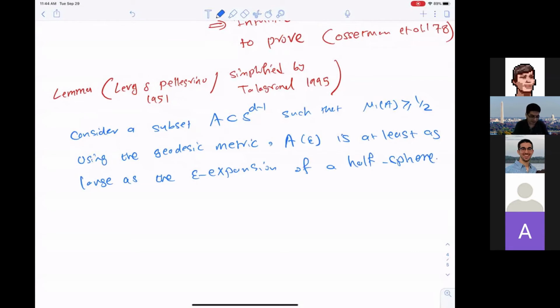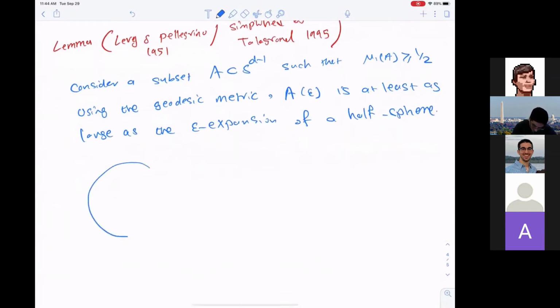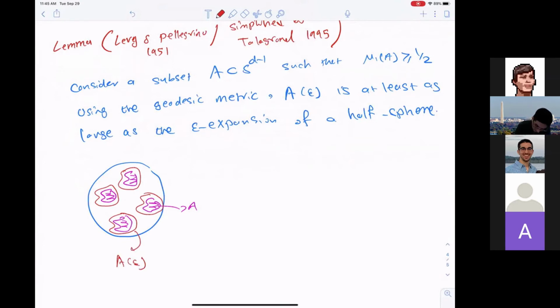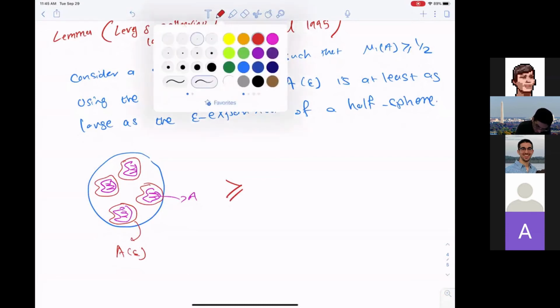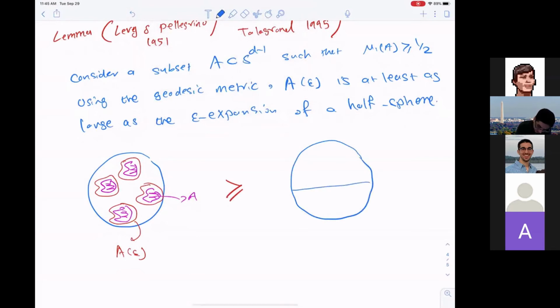So basically it's very intuitive. In fact, let's say you have a subset A on this sphere, maybe pockets of areas that belong to this subset. This is my A. Then we look at the epsilon expansion of this subset, right? So the epsilon expansion would contain all of these points. So these are A epsilon. The surface area of this epsilon expansion is at least as large as the epsilon expansion of a half sphere, where you have a half sphere, kind of clean and easy. Right, so that's my A. I just look at the epsilon expansion of this half sphere. So this is the epsilon expansion, A epsilon.